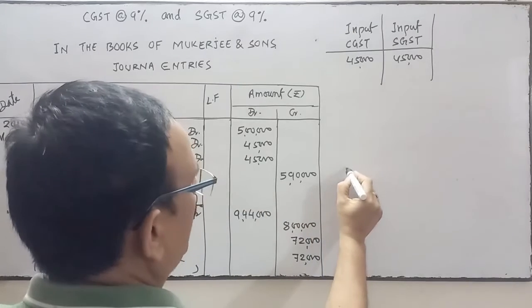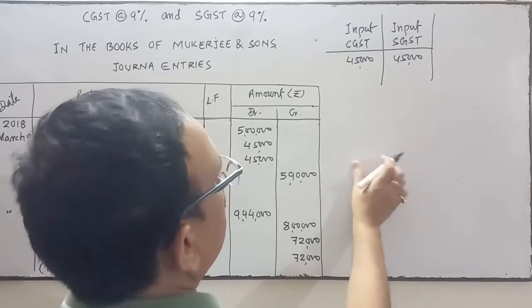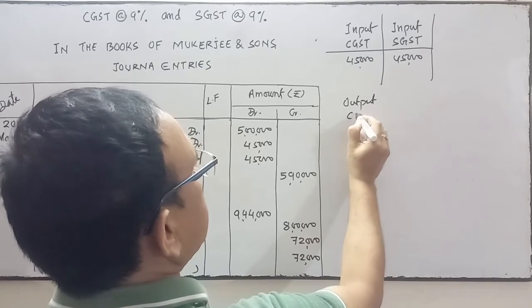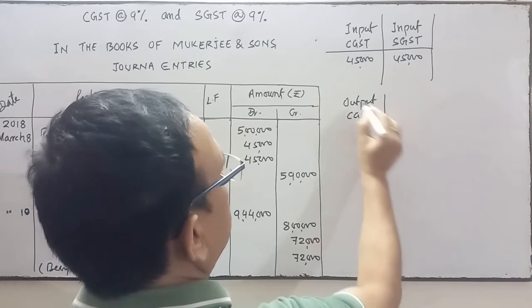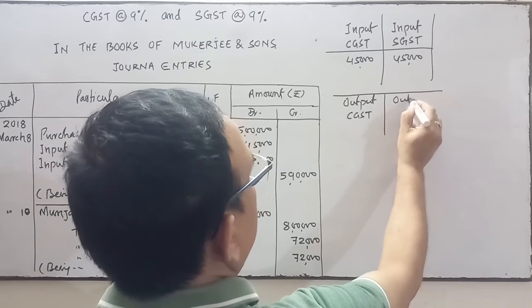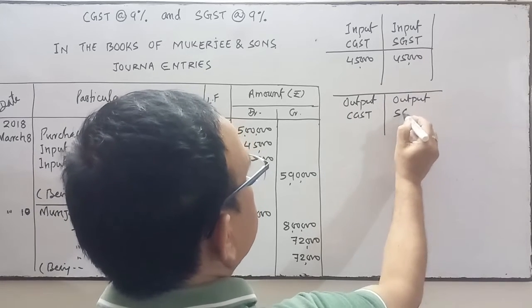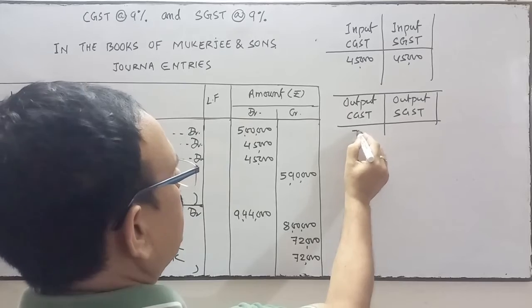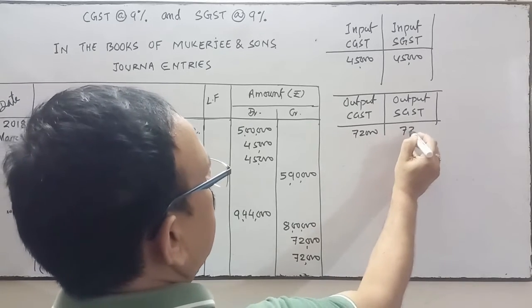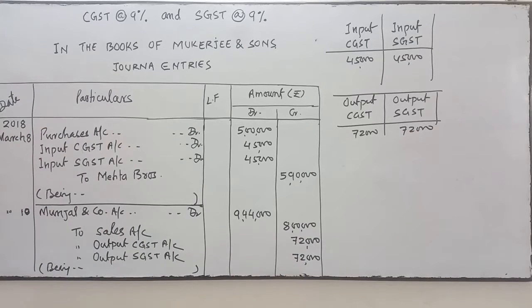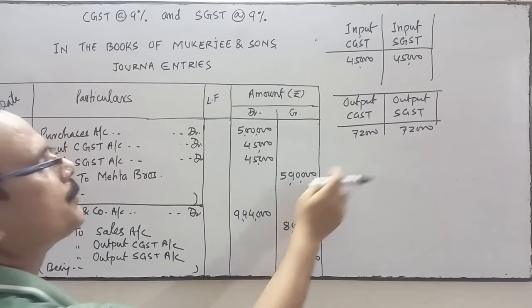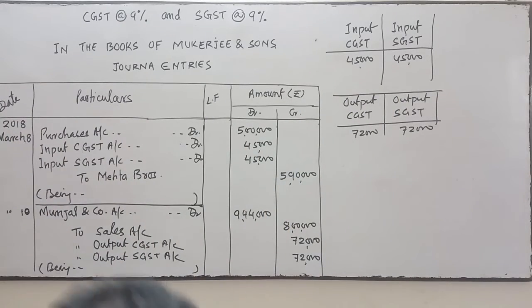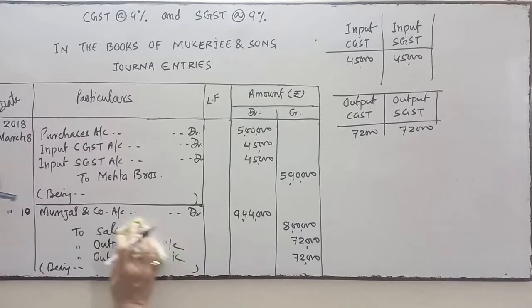And output, where I will write here, output CGST and output SGST is 72,000 and 72,000 respectively. Yes, output CGST and output SGST 72, and input is 45 input CGST. Okay. Now I'm going to erase this one.